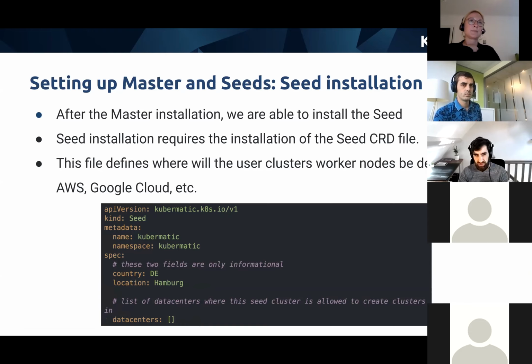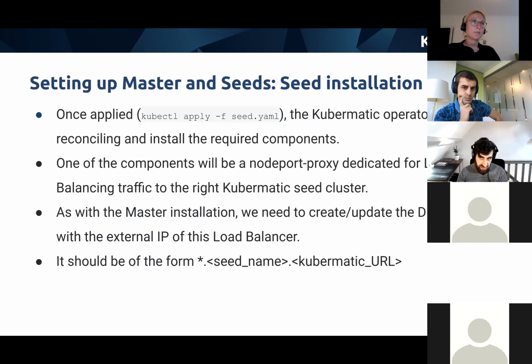And once this is done, and obviously you have an example with documentation, and again, Iacopo will show you all those in detail in just a couple of minutes. You can apply the seed file, and the Kubermatic operator that we have deployed previously will take care of installing all the required components. And again, as with the master, and as I said a little bit earlier, we have to expose the API server and the OpenVPN server.